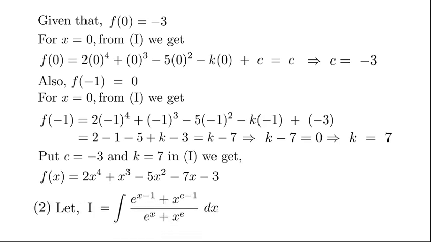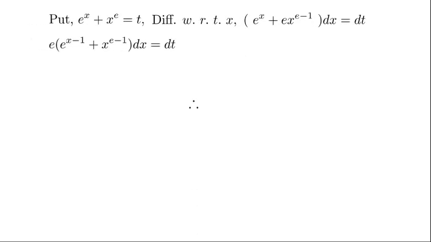The next one is integration of e raised to x minus 1 plus x raised to e minus 1, upon e raised to x plus x raised to e, dx. Here we substitute the denominator equal to t, that is x raised to e plus e raised to x equal to t. The derivative of e raised to x is e raised to x, and the derivative of x raised to e behaves like x raised to n. So it becomes e x raised to e minus 1 dx equal to dt.